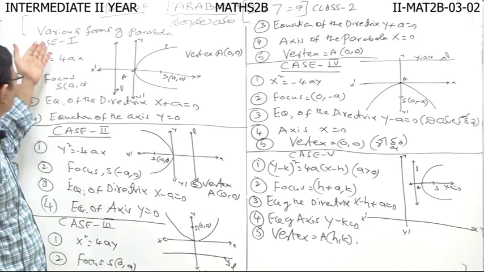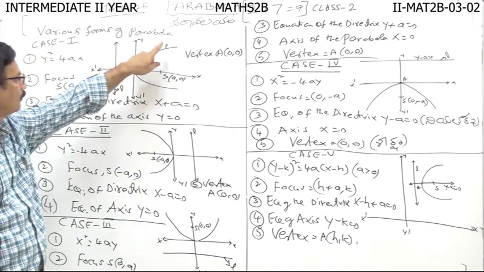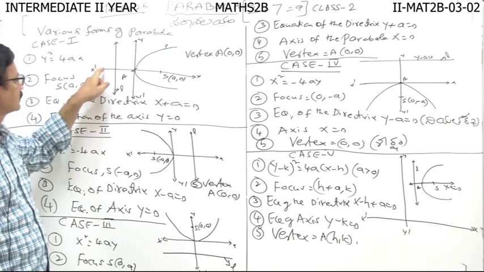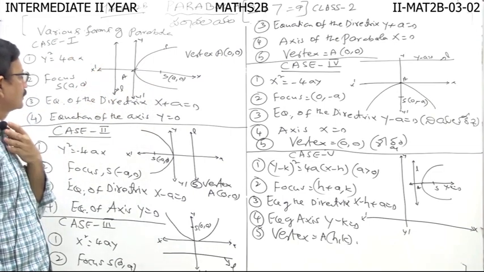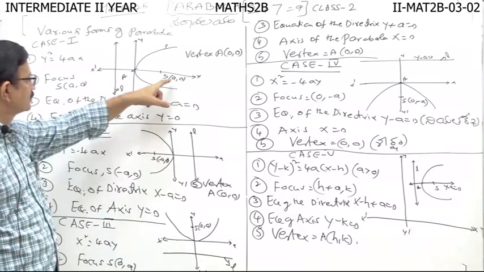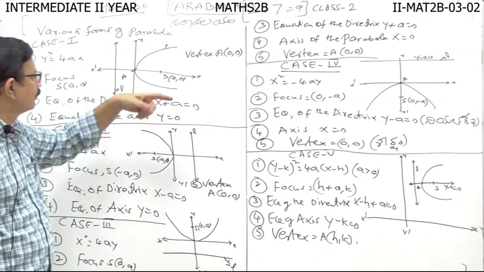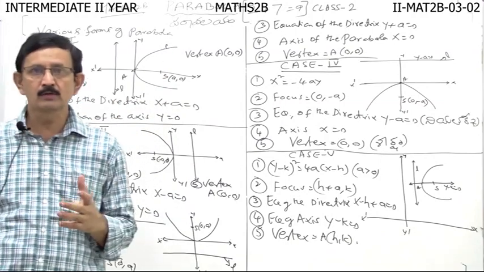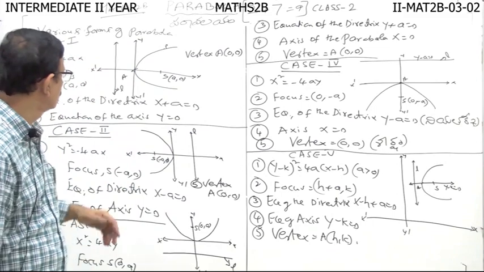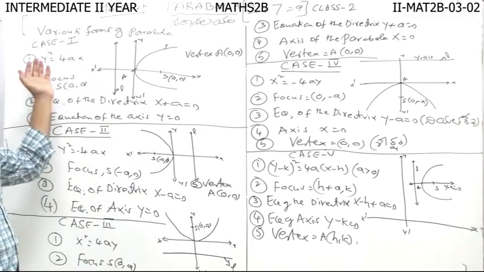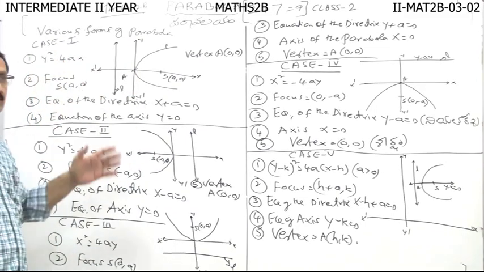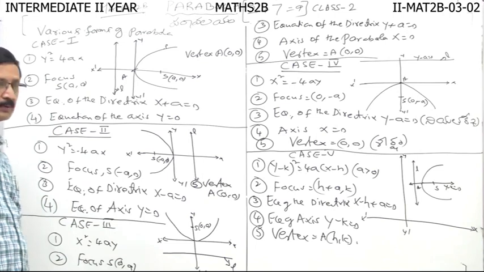Now this we can take as case one. This is the parabola, and this is the axis. This is the directrix, and this S is the focus. This parabola is symmetrical about the x-axis. Now in this case, what are the equations? These are very important formulas; we have to remember them.